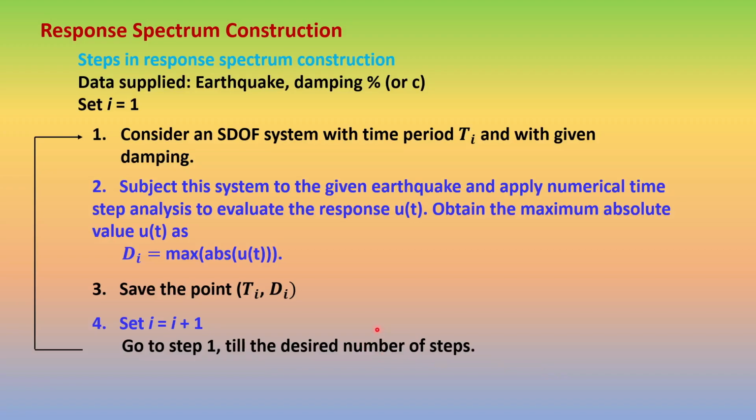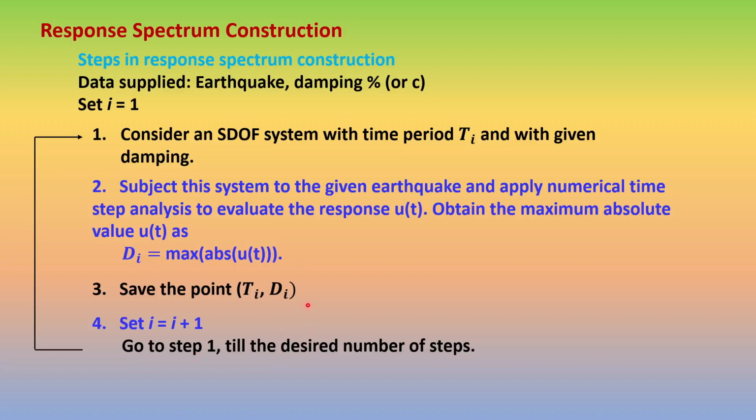So now, with the process that we have applied, the biggest process is in step 2 where you are carrying out the time step analysis. Here the time step analysis is carried out fully and you get the u(t) response that we have discussed in the previous slide. Out of the u(t) you get the maximum peak value, that is di.